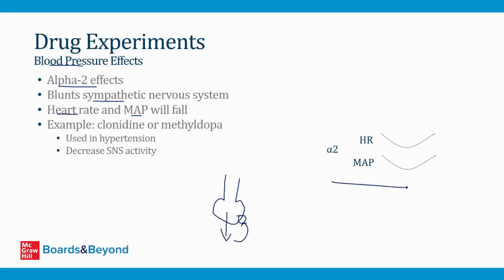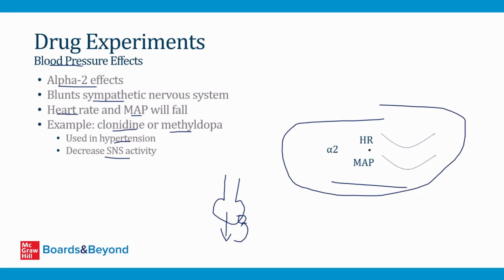And so I've summarized these effects right here. These are just the effects of dialing down the sympathetic nervous system overall. The classic examples of drugs that activate alpha 2 receptors are clonidine and methyldopa. Both of these are very old and rarely used drugs for hypertension. The reason they work is because they decrease sympathetic nervous system activity overall, and that leads to these effects right here, which includes a fall in the blood pressure.